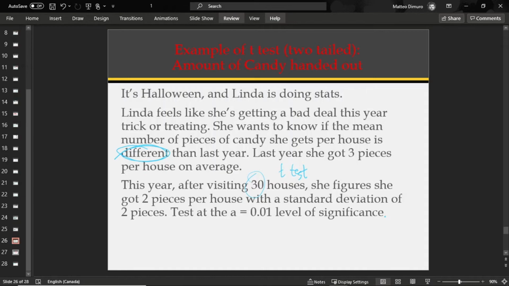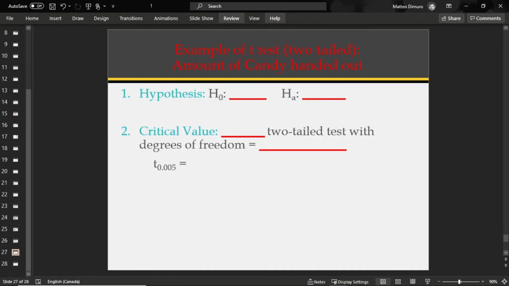Perfect. So with all that established, we can go ahead and do our work. I'm trying to lay this out in the way that you should do it. So what's your hypothesis? Well, she thinks, remember, do the HA first. She thinks that mu is different from last year, so it does not equal 3. That means that H0, if you look at your formula sheet for a two-tailed test, is just mu equal 3. So status quo is 3. She thinks it's different. There we go.